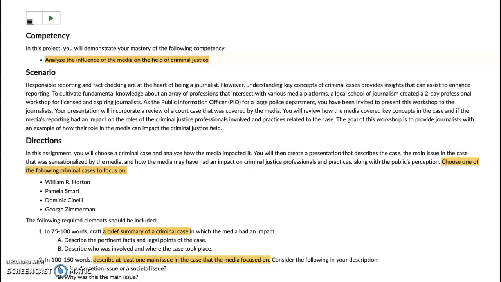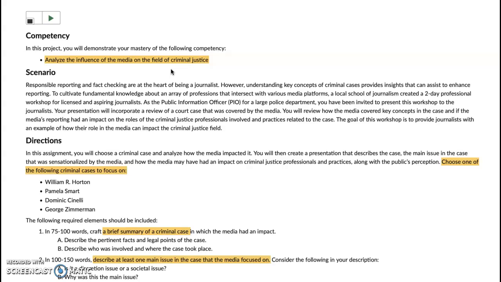This is just going to be a real short overview of the Project 3 assignment for this week and what some of the basic criteria are for this assignment so that you make sure you are on the right track. So this week for Module 7, what you're going to be looking at here in your Project 3 submission is you're going to go back and look at the influence of the media on the field of criminal justice.